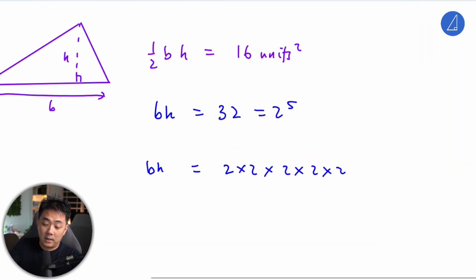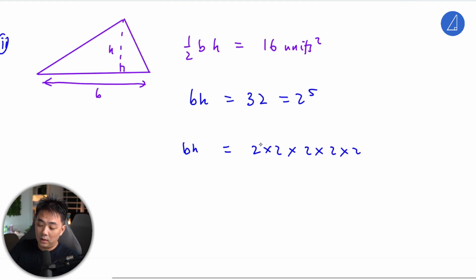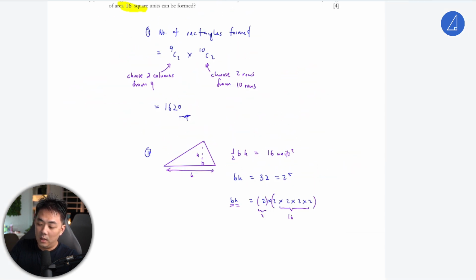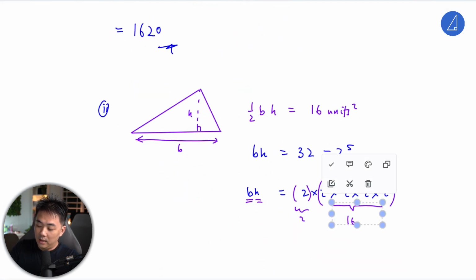This will tell us how we would orientate our triangle. The first thing is we could group them so that our base is 2 and our height is 2 times 2 times 2. But the problem here is the height of 16. We don't have enough length to accommodate 16, because there are only 9 units of length for the 10 pins. You just count the gaps. There are 8 units here, and 8 units here. So essentially we can't have this.